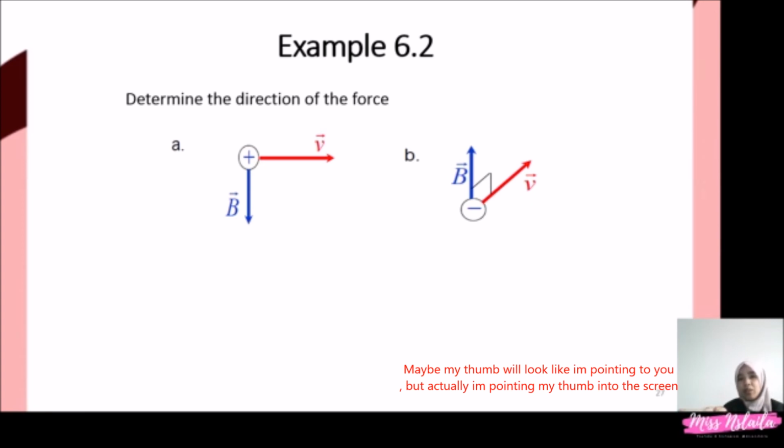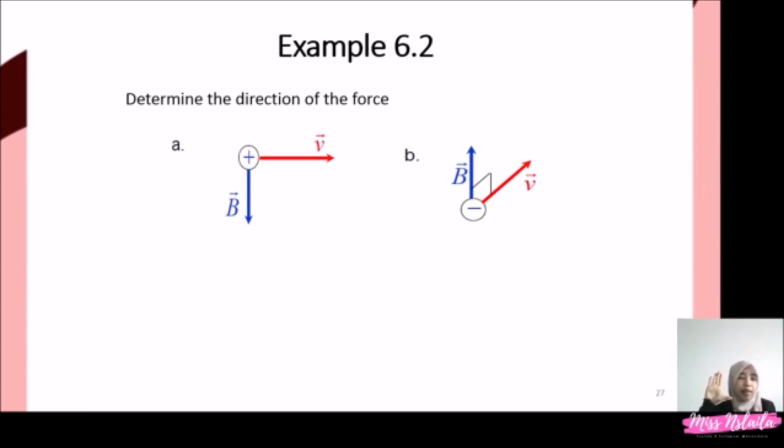You can try to do it also. If you want to use method 2, palm, you can use your right hand palm and do it like this. V to the right, B downward. So F will be into the screen. If you do it on your books, follow your own book. V to the right, B downward. So F will be into the page.